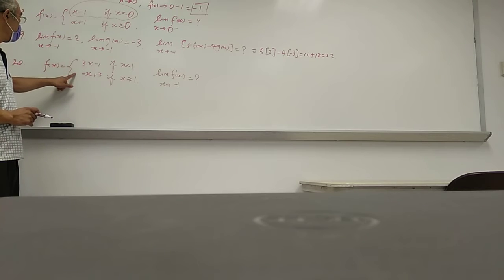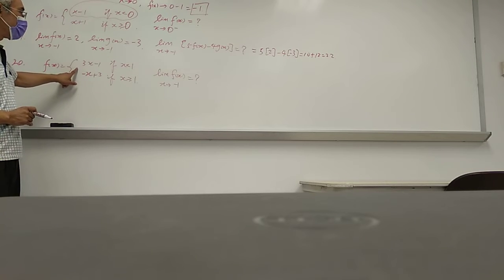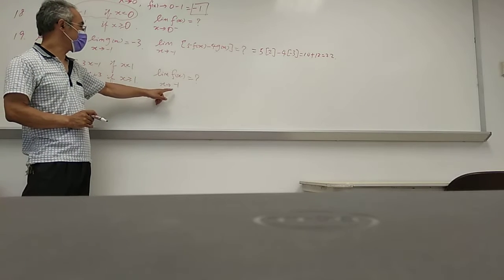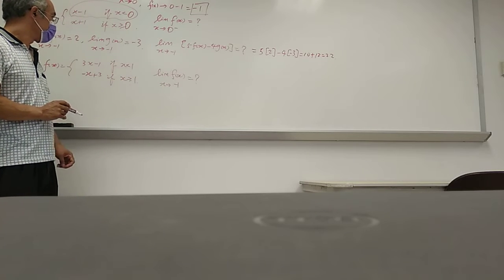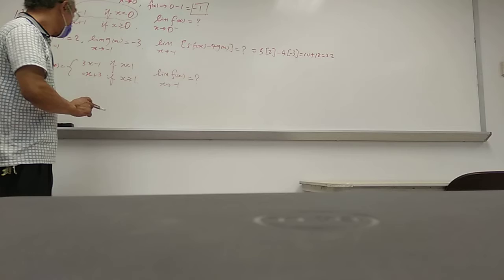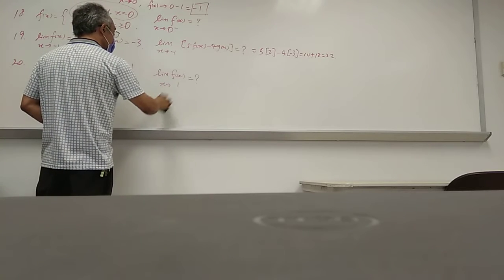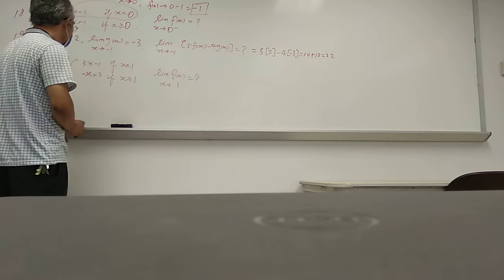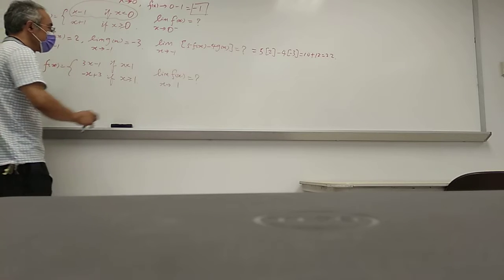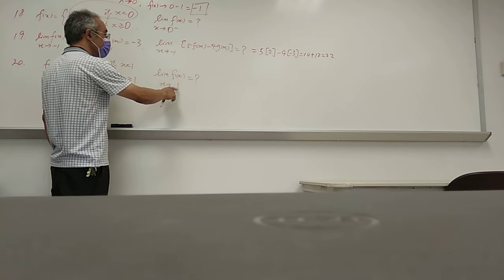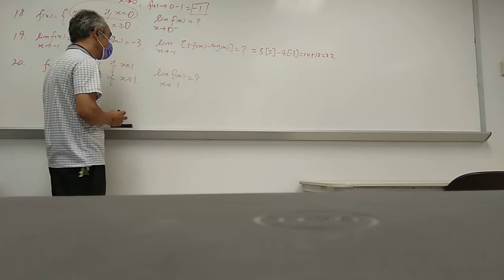For number 20, we know this function f is piecewise defined, and we will find the limit of the function as x approaches negative 1, or approaches 1, I think. It should be 1. Okay, if that's negative 1, there's a typo in the problem. It should be 1 here.